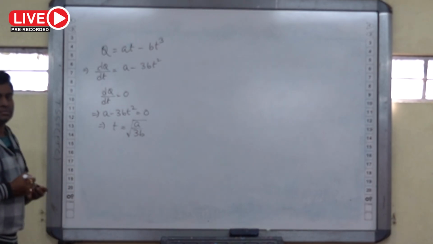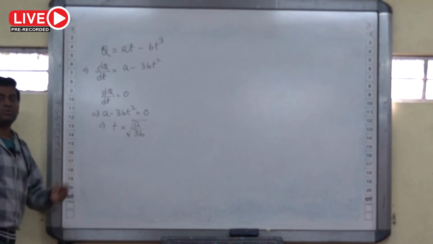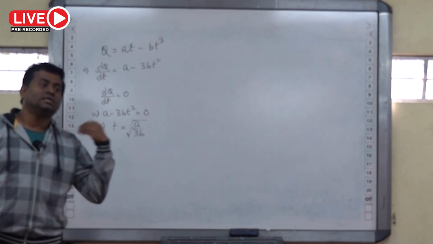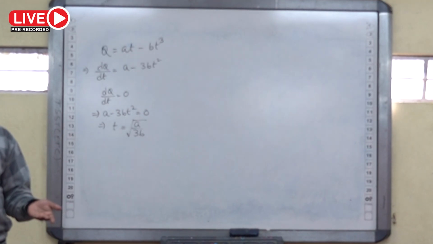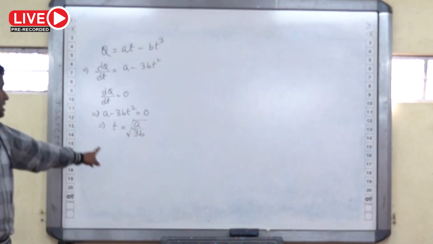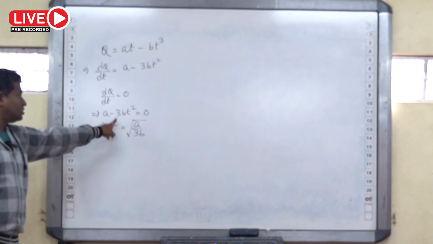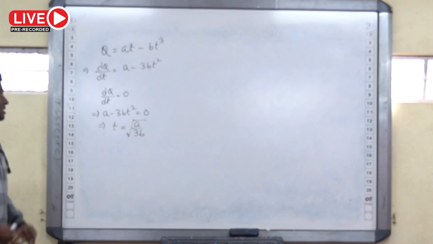At this time, the rate of charge flow will become 0, means charge flow will be maximum. Q will be maximum. Charge passing through the resistor will be maximum at this time. Don't take the negative value because negative time has no significance.